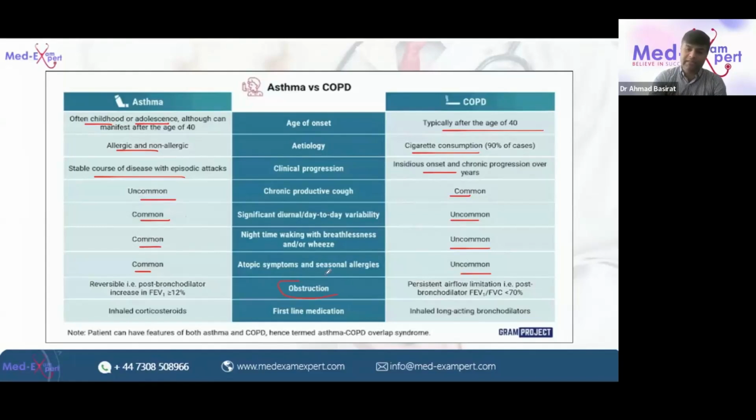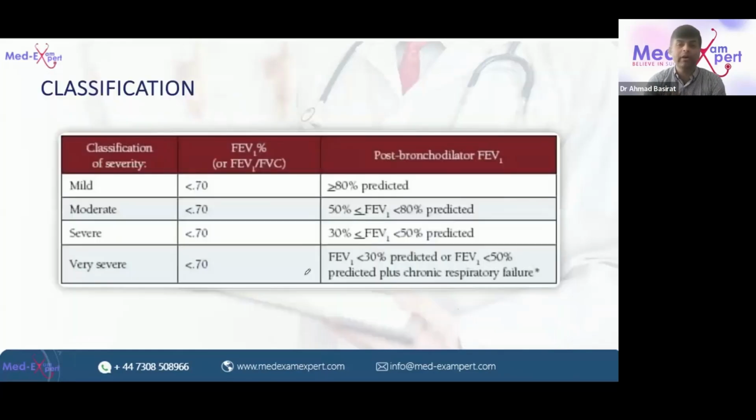And when we look at the PFTs, and I'll show you one later on, the obstructive defect is present in both. But the difference is that in asthma the obstruction is reversible post bronchodilator, when we give extra puffs of Ventolin during the PFTs, in which the FEV1, one of the values, increases more than 12%. Whereas in COPD, it's a fixed obstruction, not reversible, and post bronchodilator FEV1 over FVC ratio is still less than 70%. The main thing to remember is that it's a fixed airway disease and not reversible. The first line medication in asthma is steroids, whereas in COPD it is bronchodilators. But we'll talk about it more.